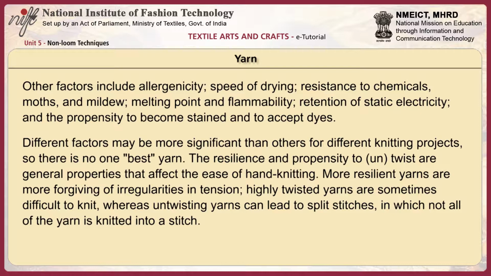The resilience and propensity to untwist are general properties that affect the ease of hand knitting. More resilient yarns are more forgiving of irregularities in tension. Highly twisted yarns are sometimes difficult to knit, whereas untwisting yarns can lead to split stitches in which not all of the yarn is knitted into a stitch.